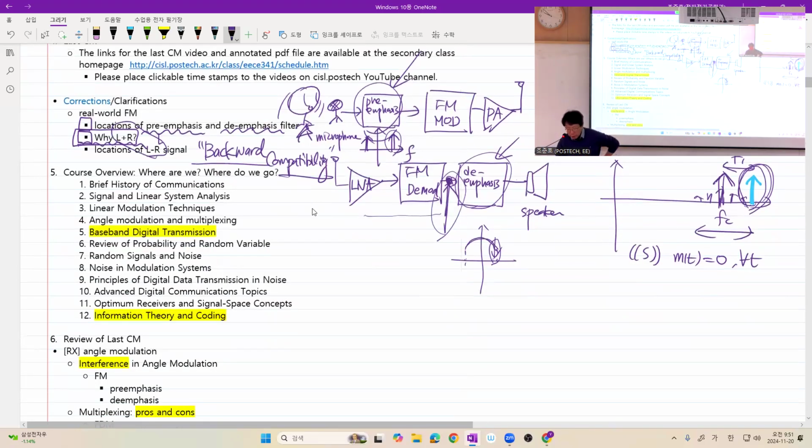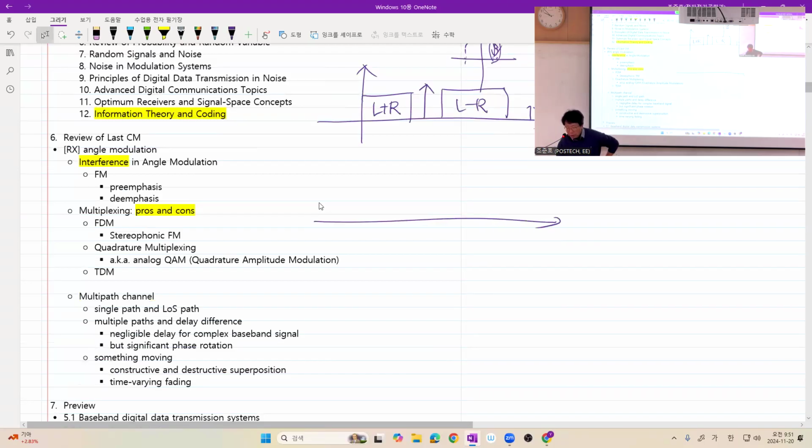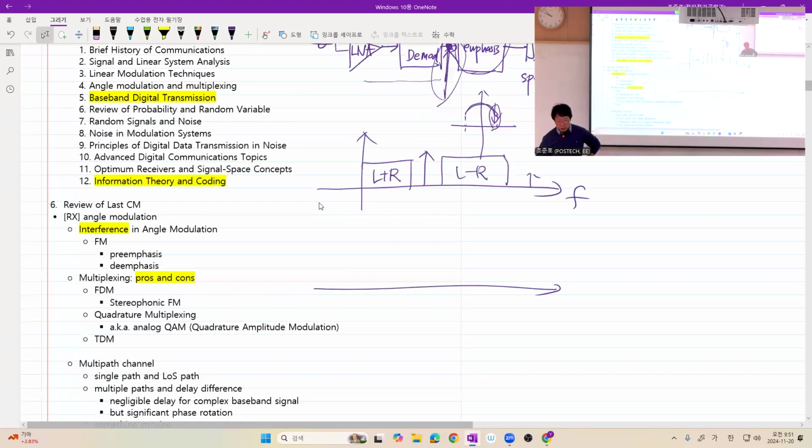So we had some signal here, L plus R, and we had some pilot tone, and here we had L minus R, and also some reserved. So this is a baseband signal. So suppose you have, so this is not yet an FM modulated signal. So that part was also misleading.